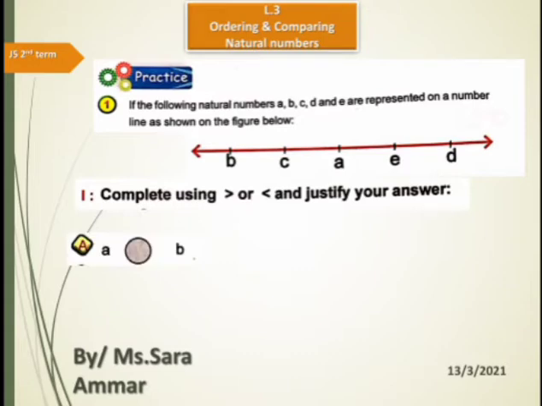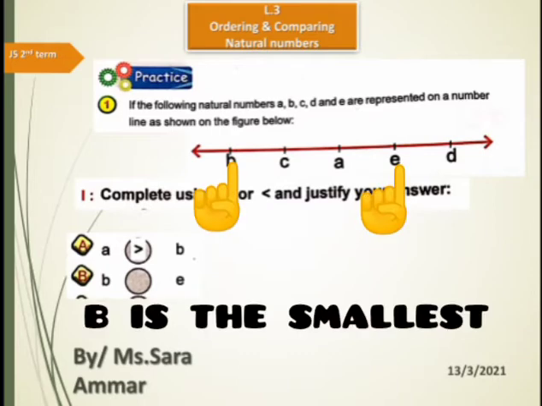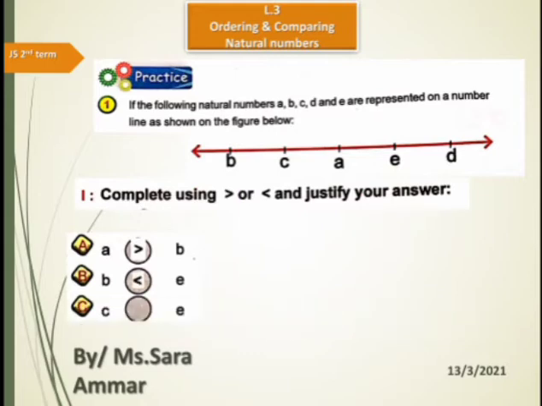So the first question: I'm comparing between A and B. Let's notice where B is. This is B. B is the first number to the left, which means yes, it's the smallest among them all, while D is the greatest. So in my question, A and B: A is to the right of B, so A is bigger. Again, B compared to E, we said B is the smallest, and E is to the right of B as you can see, so E is bigger. C compared to E, E is to the right of C, so E is bigger.